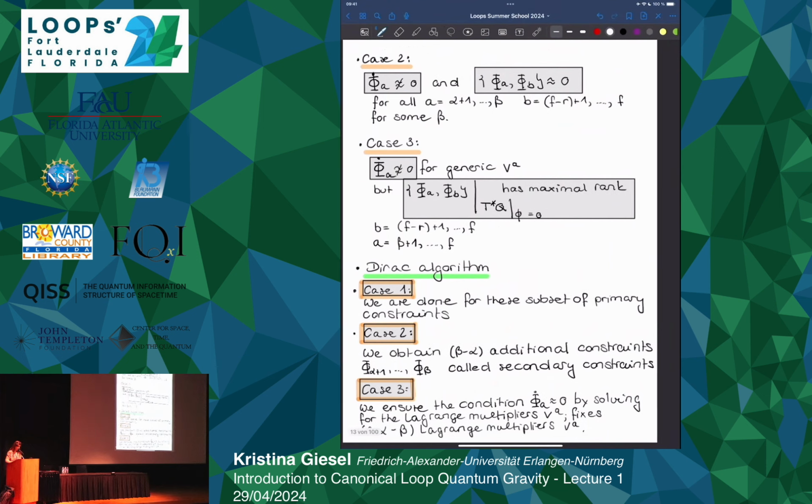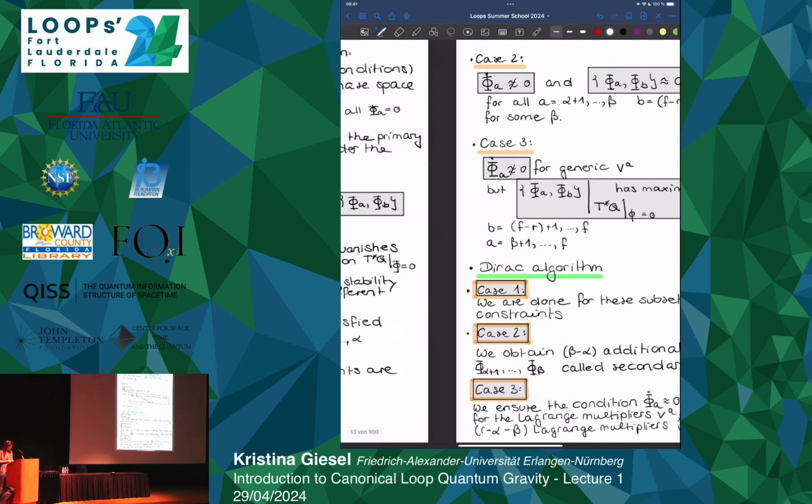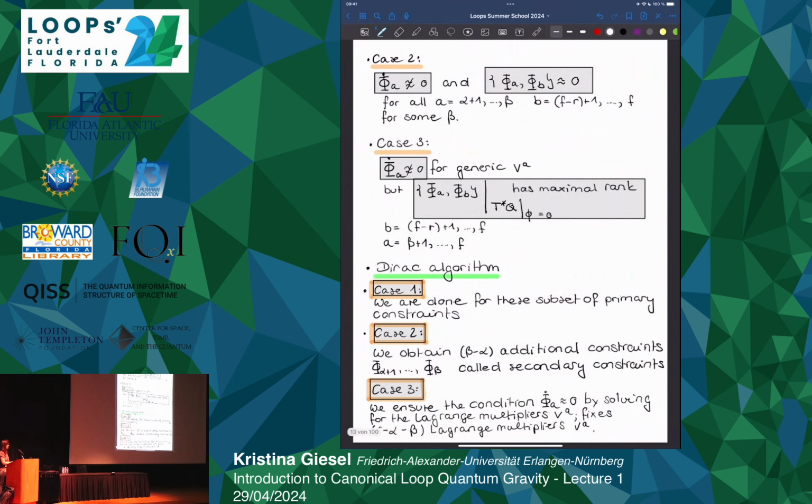Now in case 3, we also have no preserved primary constraint, but since the rank is maximal here, as you can see in the condition of the stability, you have the Lagrange multipliers, V_B here. Now, if we have maximal rank in case 3, we can basically set this equation equal to 0 and solve for the involved Lagrange multipliers. So in this sense, in case 3, you fix a certain subset of the Lagrange multipliers in order to ensure the stability of those primary constraints.